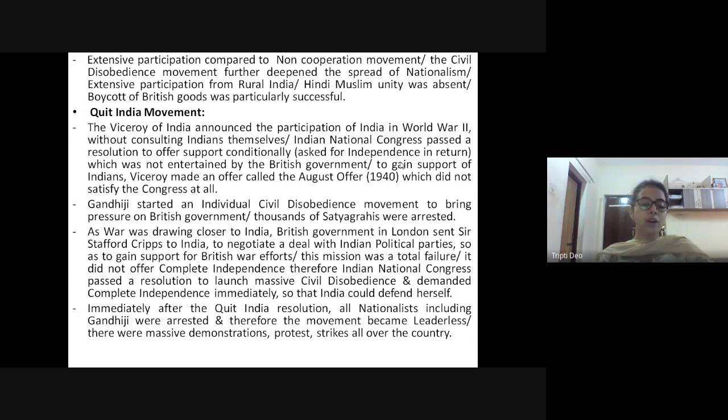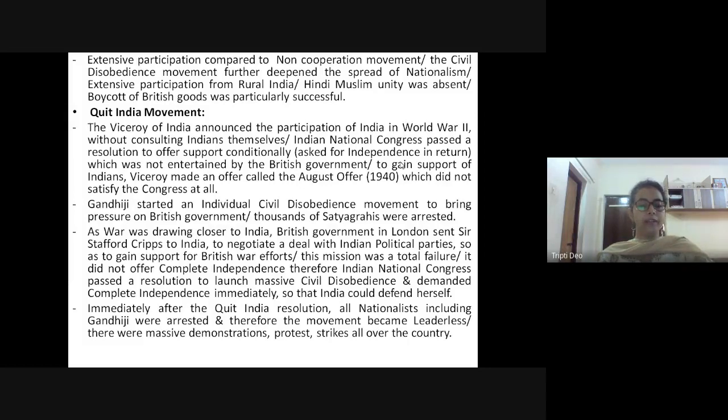Therefore, the Indian National Congress passed a resolution to launch a massive civil disobedience and demanded complete independence immediately, so that India could defend herself. The Indian National Congress now thought that nothing doing. We don't want anything from the Britishers. We just want them to leave India, quit India. We want complete independence. If they can't do this, we will launch a movement.